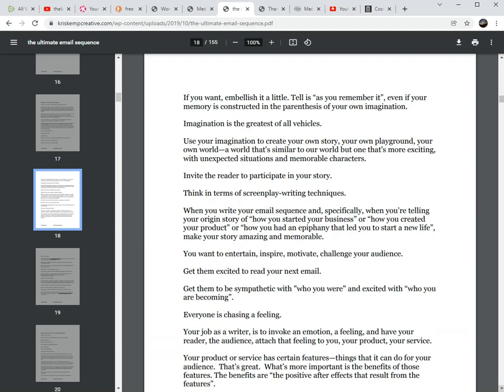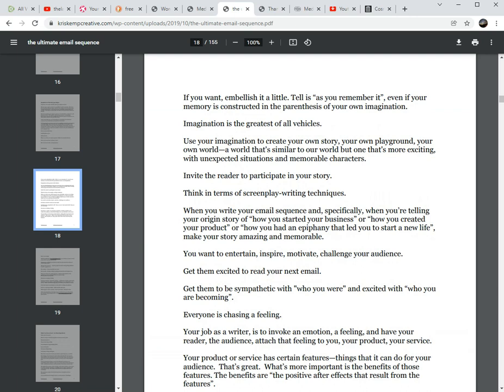So once you tell your hero's journey story, tell it as you remember it. And what you want to do is you want to get the reader inspired, motivated, and challenged, excited. You want to get them to be sympathetic with who you were and excited with who you are becoming. You want to get them excited to read your next email. So how do you do this?